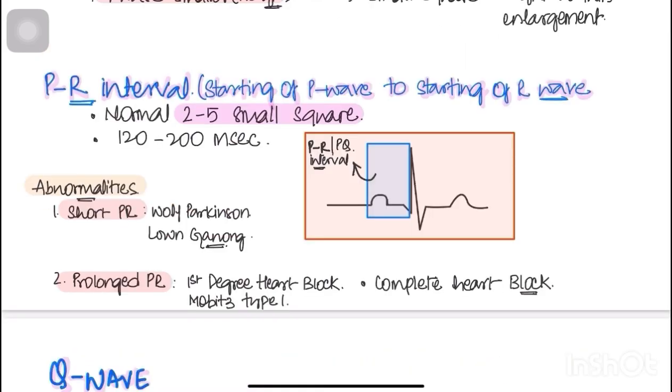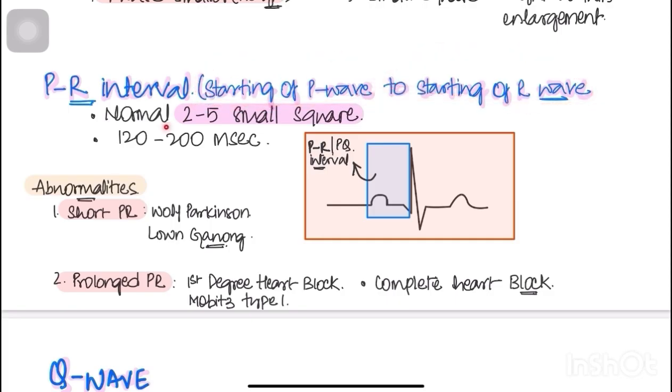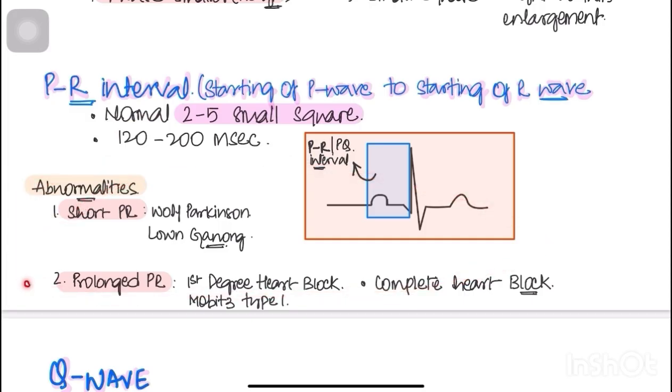So now let's see the PR interval. It starts from the starting of the P wave to the starting of the R wave. Normally it would be 2 to 5 small squares, which corresponds to 120 to 200 milliseconds. These are the abnormalities associated with short PR or prolonged PR.